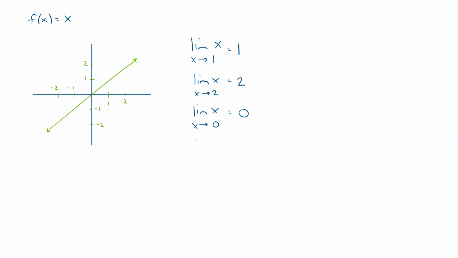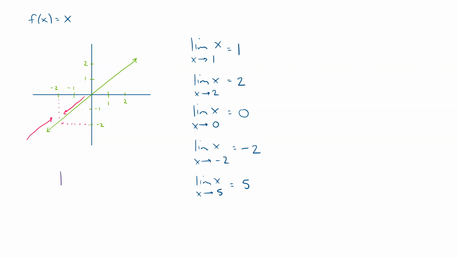One more time. What's the limit of x as x approaches negative 2? We find negative 2. We get on the right-hand side, approach negative 2 from the right. You see that our y value is negative 2. Approach from the left. You see that the y value is negative 2. The limit of x as x approaches negative 2 is negative 2. It's pretty clear what's going to happen. What do you think the limit of x as x approaches 5 is? Even without seeing it, I can tell you that it's 5.